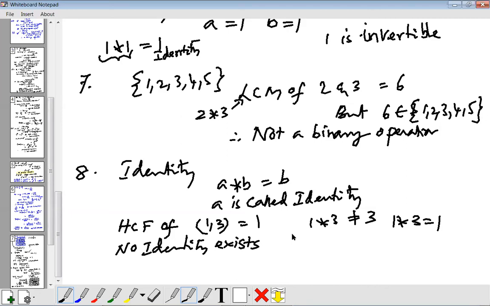Ninth question, star be a binary operation on the set Q of rational numbers as follows. Which of these operations are commutative and which of them are associative? Okay, I think we still have 9, 10, 11, three big questions and two short questions. We will try as much as possible.